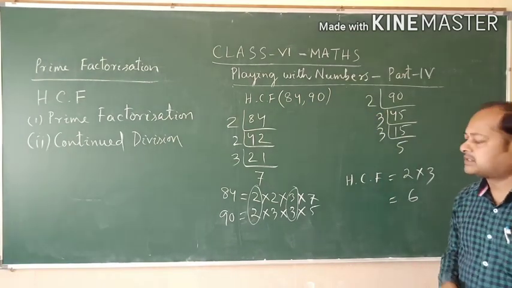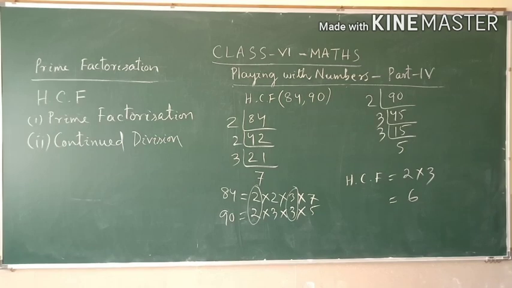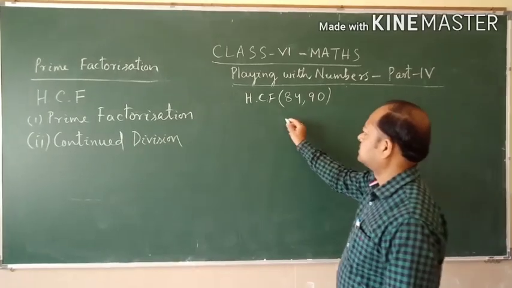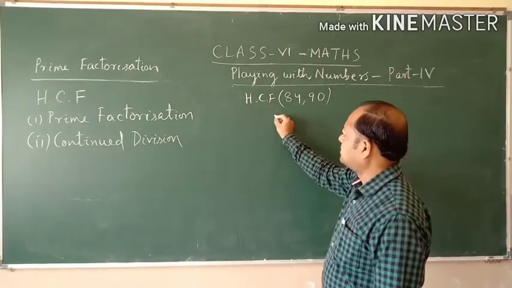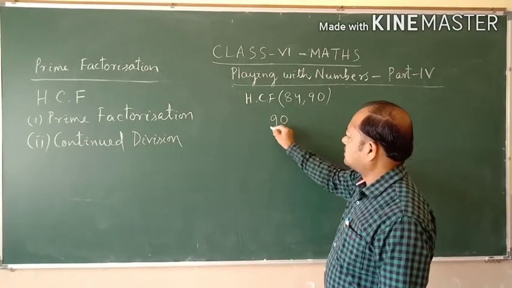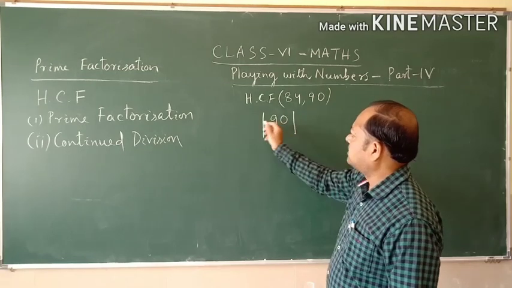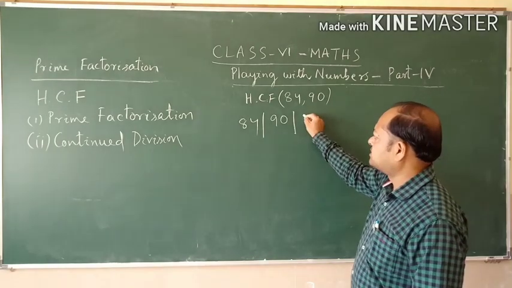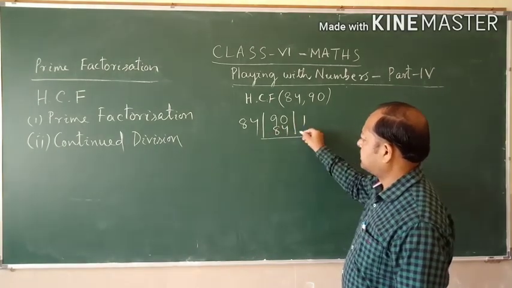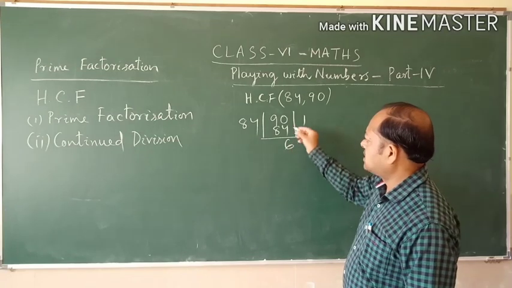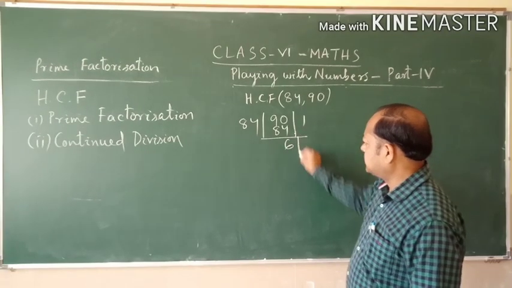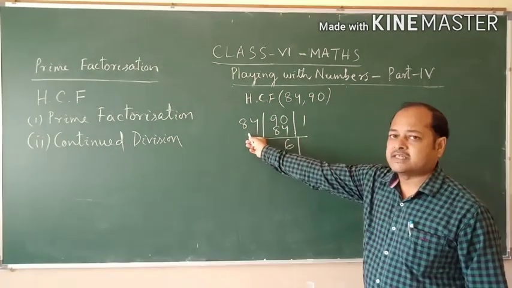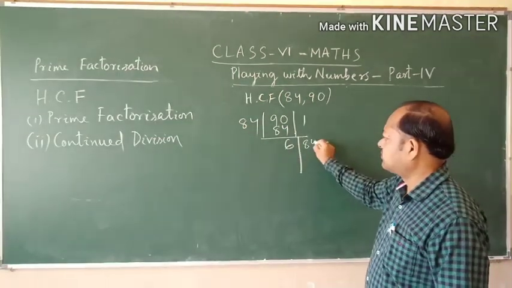Let us discuss another method. What is the other method? That is called the continued division method. In the continued division method, write the greatest number as the dividend and the smallest number as the divisor. 90 divided by 84 gives 1 as quotient, 90 minus 84 is 6 remainder. Again here you make the dividend the last divisor, so write here 84.